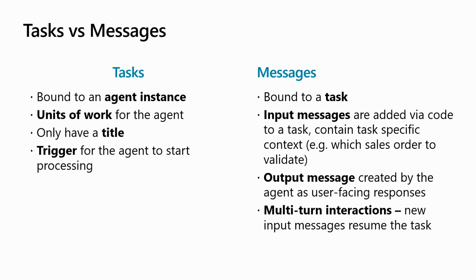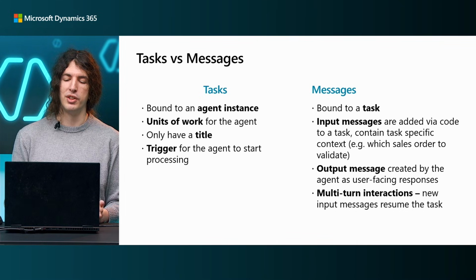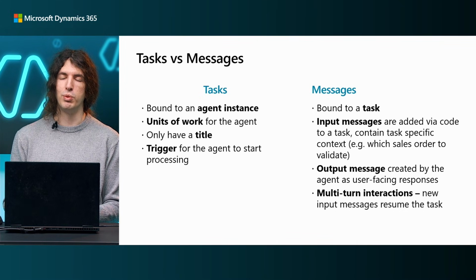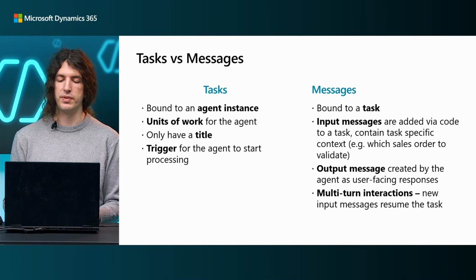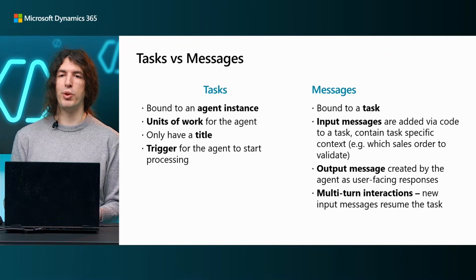Messages are instead bound to a task. You add input messages to a task to give extra context to the agent, beyond its instructions. For example, its instructions might be to process invoices, and the message might be which invoice to process. The agent then creates output messages to respond to your user.